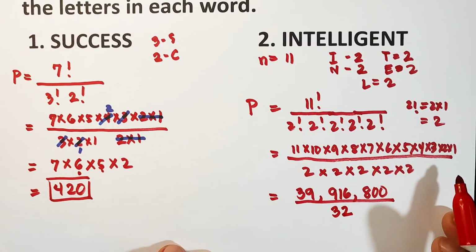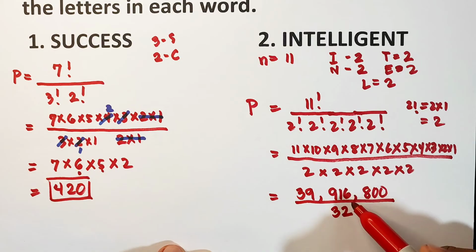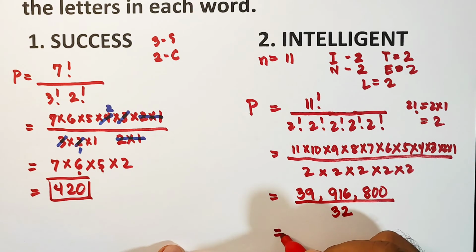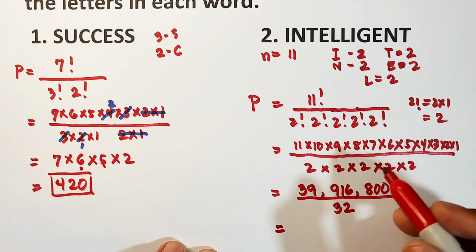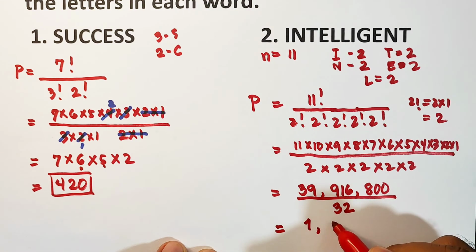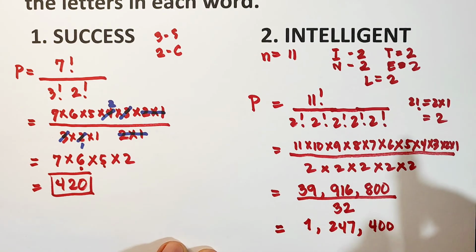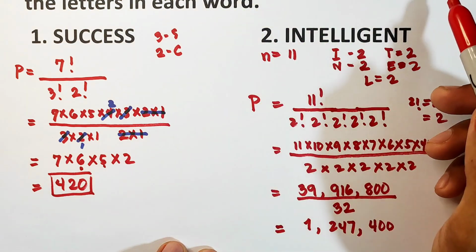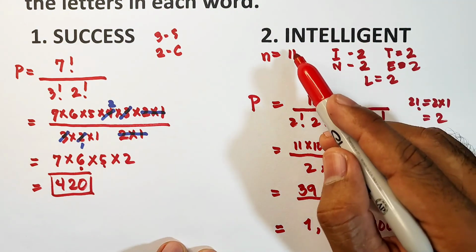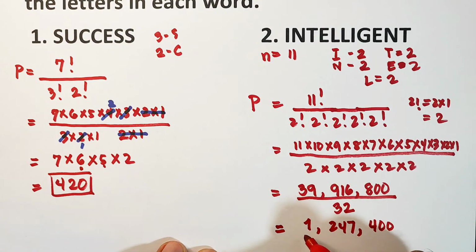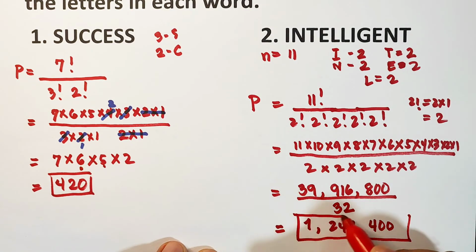Okay? Now, 39,916,800 divided by 32, that is equal to 1,247,400. So again, the unique permutations of the letters of the word intelligent is equal to 1,247,400.